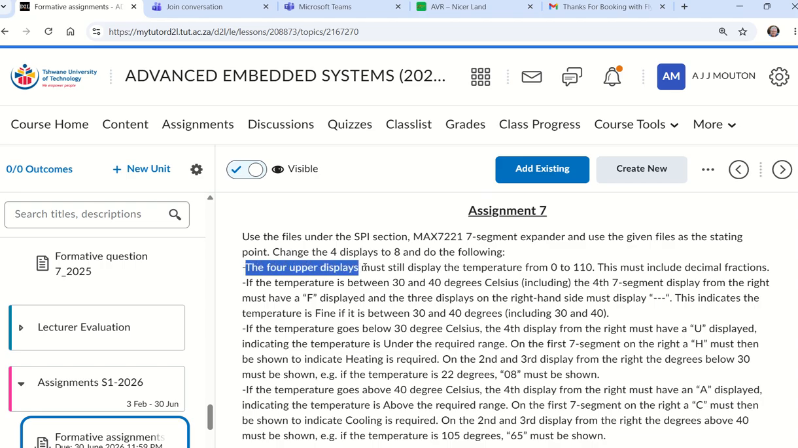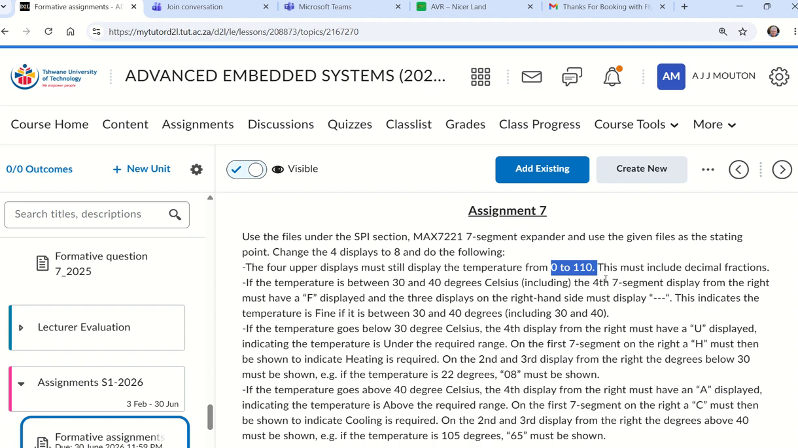It says the 4 upper displays must still display the temperature from basically 100 to 110 degrees Celsius from an LM37 that is connected to it. Well, it will be connected to the microcontroller, of course. This must also include decimal fractions. So this is something new, which I also brought in here. In other words, let's say the temperature is 45.7 degrees Celsius. It should show that. If it is 110 degrees Celsius, it should actually say 110.0. So that's the fraction I'm talking about.